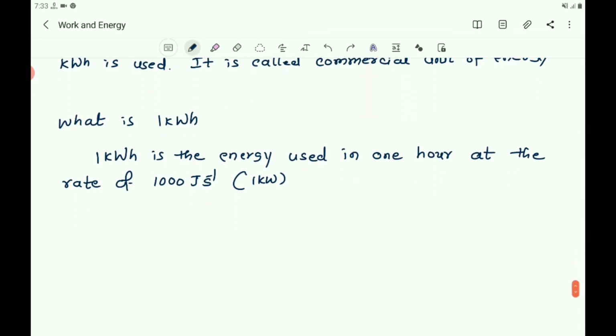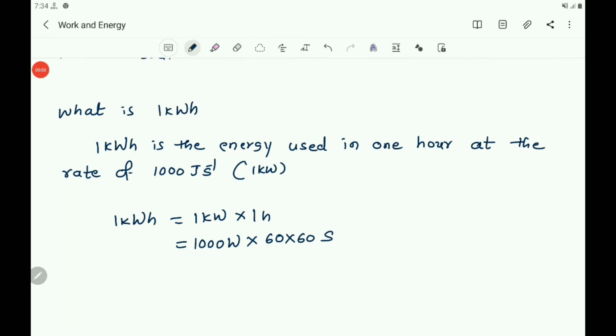And it is equal to, let us calculate. It is already told that it is equal to 3.6 into 10 to the power of 6 joules. How does it become 3.6 into 10 power 6 joules? Let us find out. That is 1 kilowatt hour. You know that 1 kilowatt means 1000 watts, right? That is 1 kW into 1 hour. 1 hour equals 60 minutes, and 1 minute equals 60 seconds. So it becomes 60 into 60 seconds.